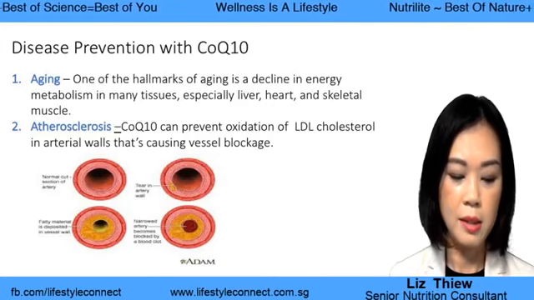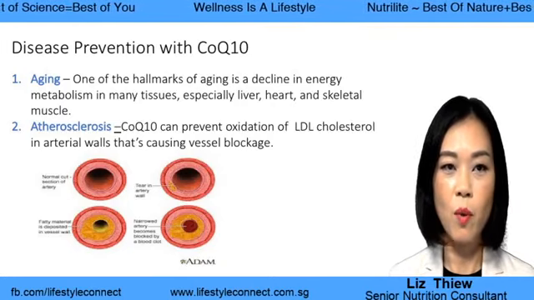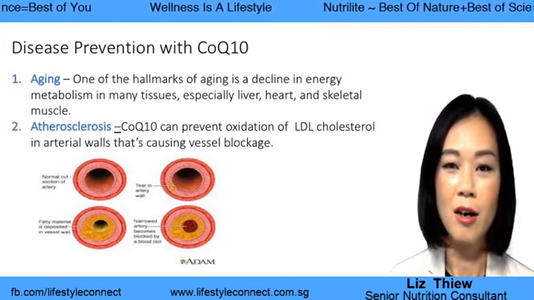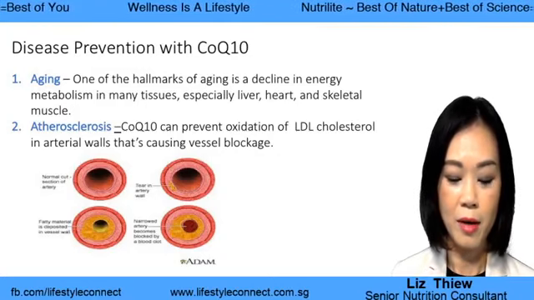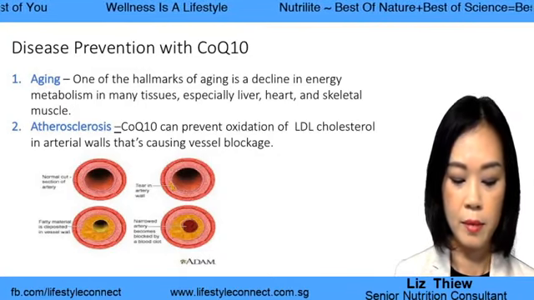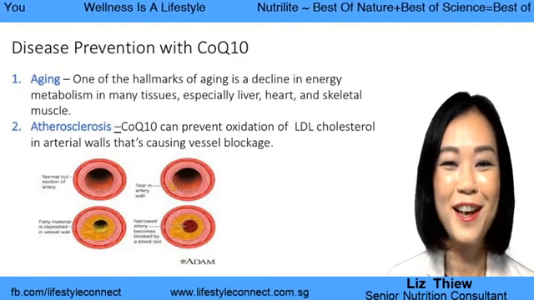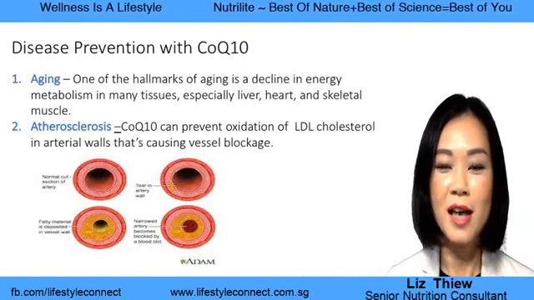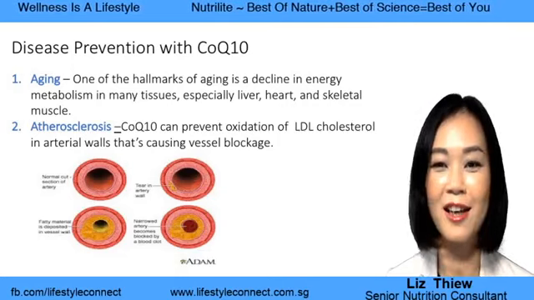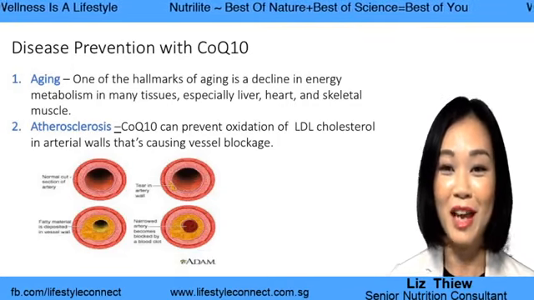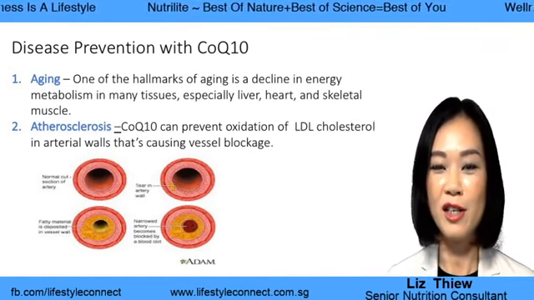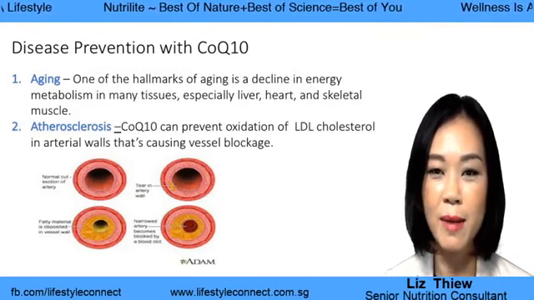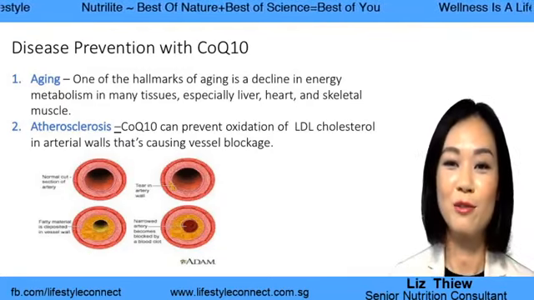Now I'd like to talk about disease prevention with coenzyme Q10. What are the human diseases that we can prevent or get well by using coenzyme Q10? The first thing is, of course, not a human disease. Aging is just part of life. It's not a disease, but coenzyme Q10 can help with anti-aging. You can age, but your body doesn't need to age with you, right? One of the hallmarks of aging is a decline in energy metabolism in our tissues, especially our liver, heart, and skeletal muscles. So coenzyme Q10 helps to revive that.